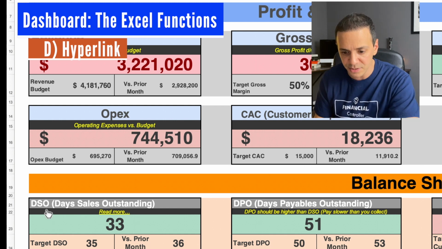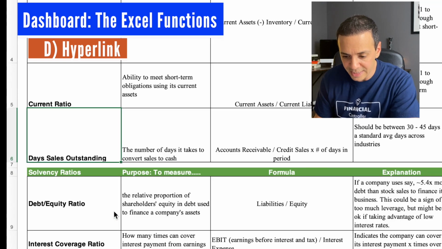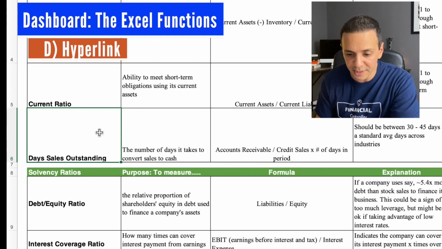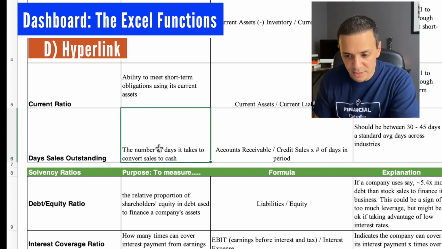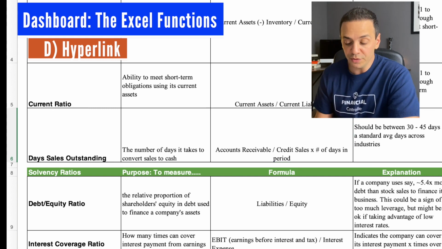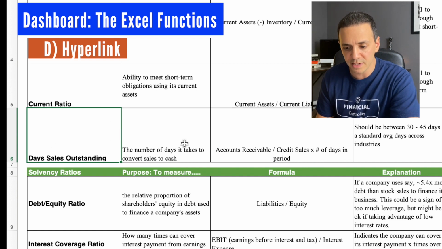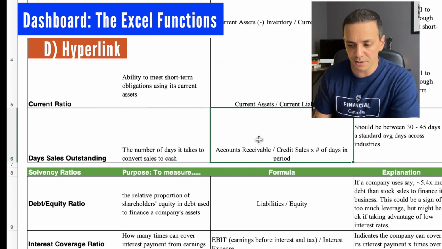For example, DSO, or Day Sales Outstanding, I have a link that says read more. So basically when I click on it, it's going to take me to another tab called help, and that's where I explain DSO, what it is as a definition, the number of days it takes to convert sales into cash, and the formula right here, and how to interpret and how to improve it, right? So this is a good way for the reader if they want to learn more about Day Sales Outstanding. If you're sending this to your CEO, your CFO, they can click on this and read more about it.